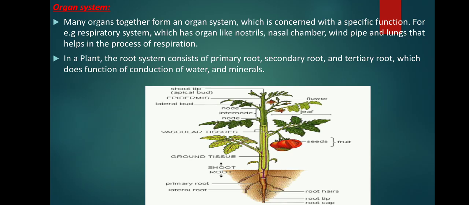Primary root. The primary root is an organ which forms at the root pole of the plant embryo. The root and shoot that develop directly from a plant embryo are considered to be primary.